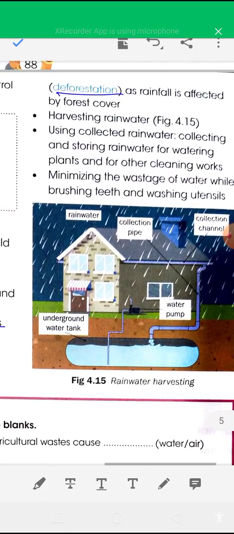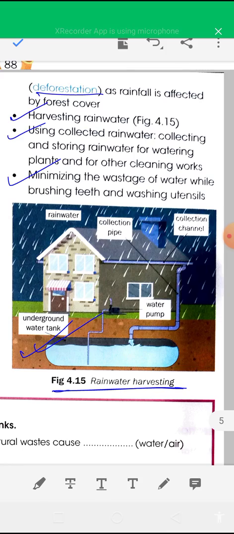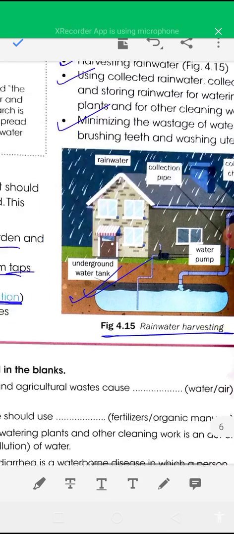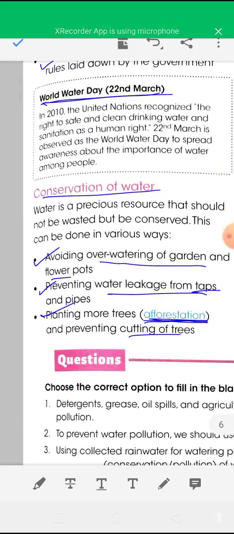And next method of water conservation is harvesting rainwater. Rainwater harvesting is shown in figure 4.15. You can see how to harvest rainwater. Next method is collecting and storing rainwater for watering plants and other cleaning works, and minimizing the wastage of water while brushing teeth and washing utensils. So these are some methods of conservation of water.